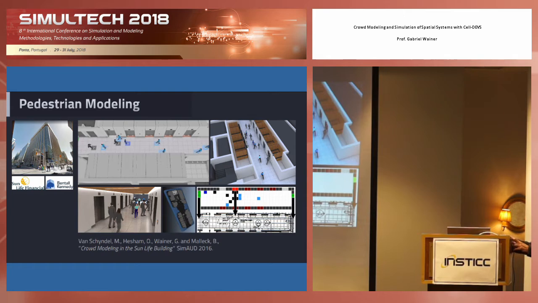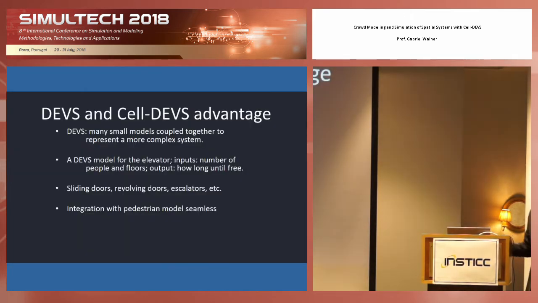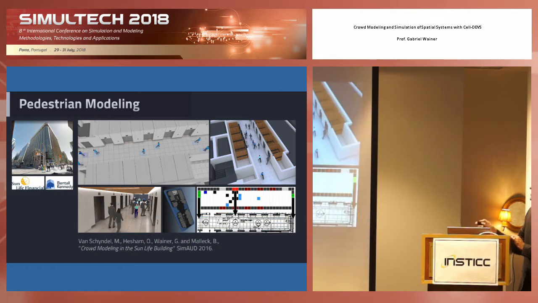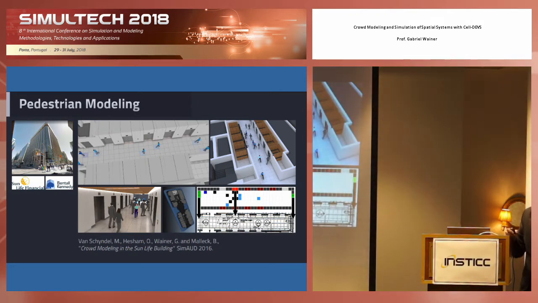And we've been doing pedestrian modeling at this scale for a while. What are the advantages of using DEVS and CellDEVS? Well, the idea of DEVS is that you can have many small models coupled together to represent a complex system. So in this case, we have models of the elevators. We have DEVS models of each one of the elevators. And each one of them is a discrete event model, and connecting the elevators model with the pedestrian model here is seamless. Connecting the input and output flow of the pedestrians is trivial.